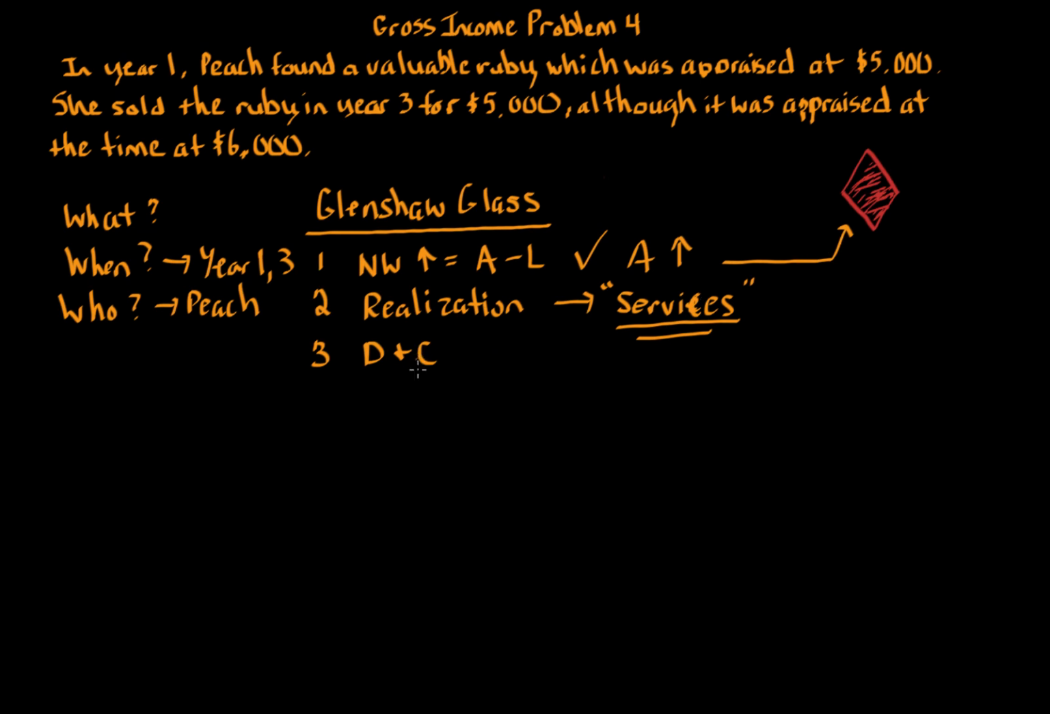Finally, dominion and control. This is interesting because whenever you have a lost and found type item, like a found ruby, you have to worry about dominion and control. So let's say you find a Rolex in the parking lot of your college or university, and this is a very expensive Rolex.